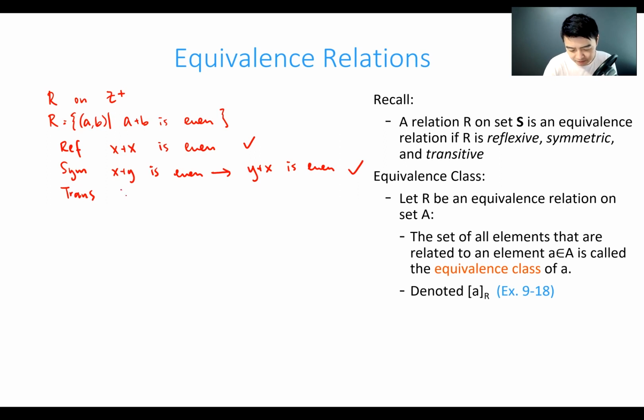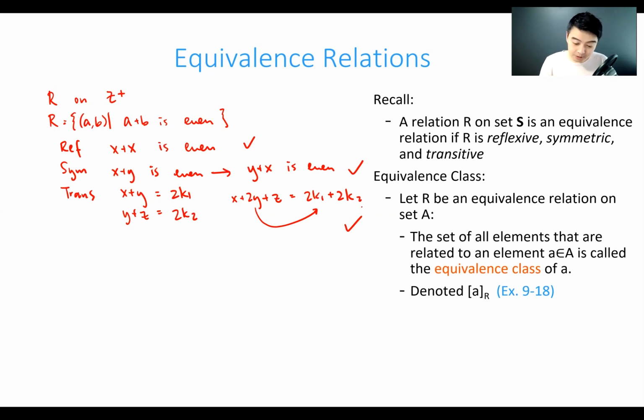And what about transitive? This one's a little bit harder to analyze, but if x plus y is an even form and y plus z is an even form, is it true that x plus z is an even form? If we just add the two, we get x plus 2y plus z equals 2k1 plus 2k2. Now, if we move the 2y over to the other side, hopefully you can see that x plus z is in fact an even form. So yes, it is also transitive. Another way to state this is that it is impossible to get a non-even number from two sums that are even. So that's another way you can do that proof, a proof by contradiction. But that's not the point I want to make here.